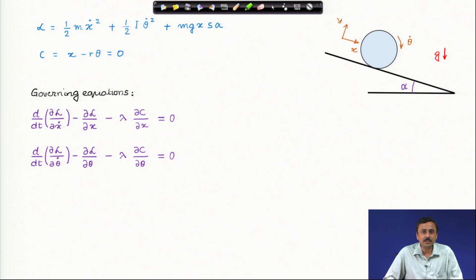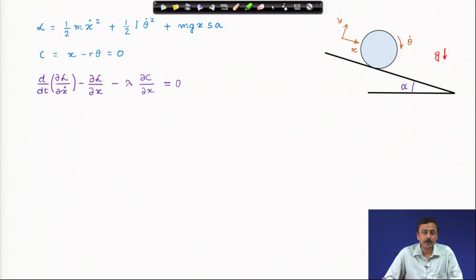Our governing equations, this we have derived and used many times. These are our governing equations of motion corresponding to the x coordinate and theta coordinate, and with that I also have the rolling constraint, x minus r theta is 0. We have these 3 equations involving 3 unknowns x, theta and lambda. We will look at it one by one.